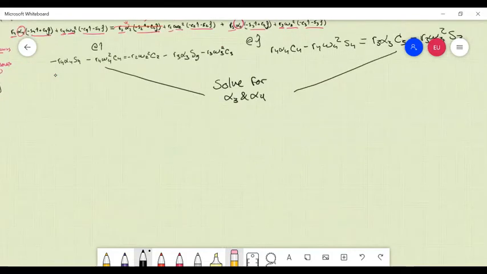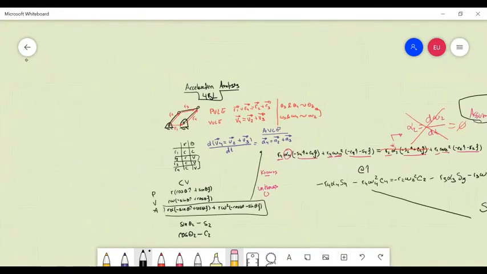And you don't need to worry. I have solved the system for you. I have the equations ready for you to calculate alpha 3 and alpha 4 when I have this condition, when I have this vector loop and I have this assumption.